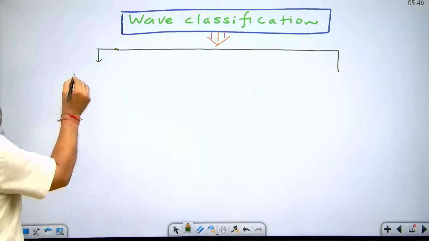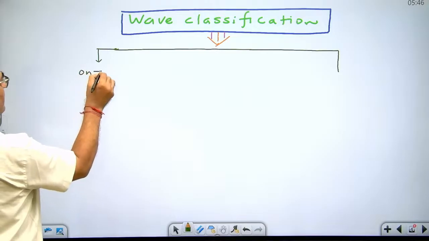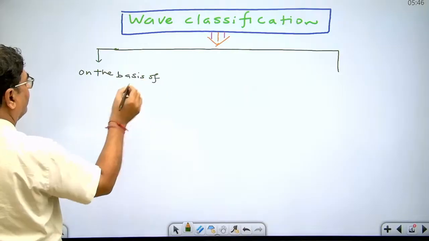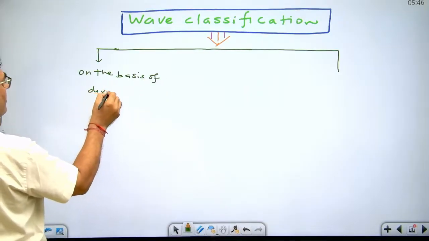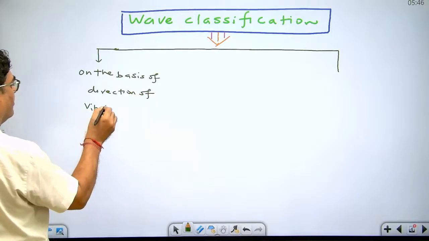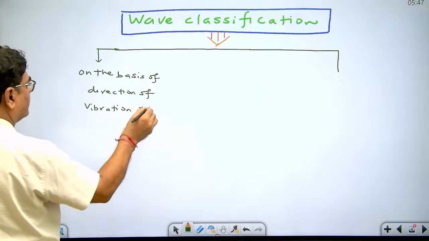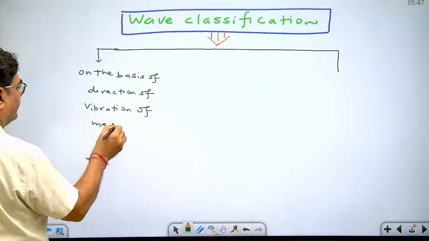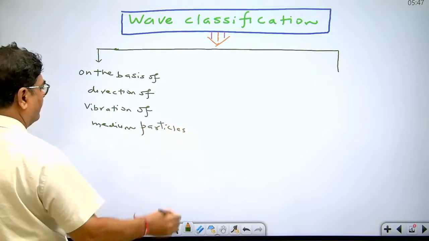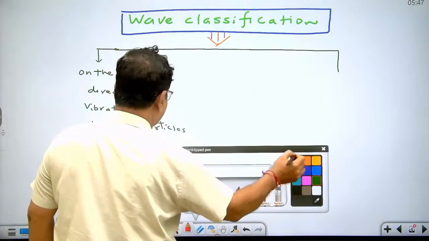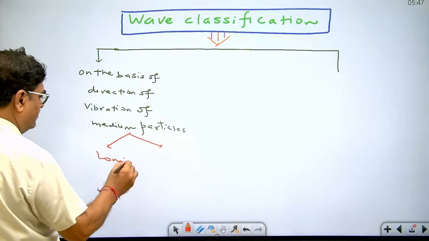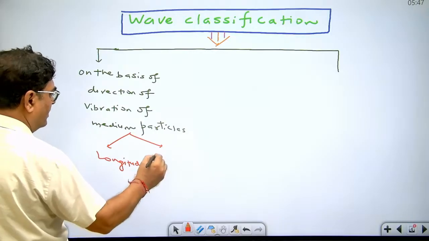First, on the basis of direction of vibration or oscillation of medium particles, waves can be classified as longitudinal and transverse wave.